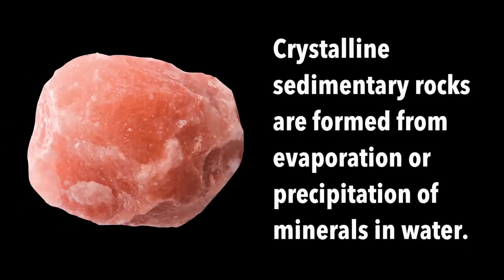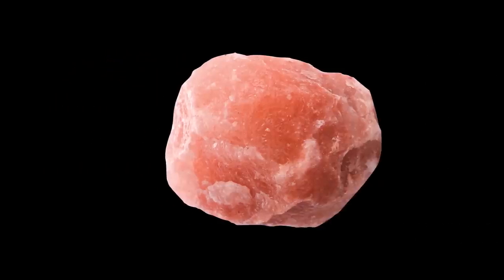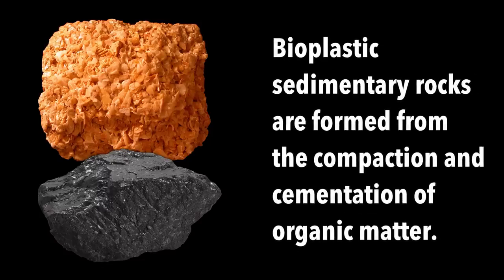Crystalline sedimentary rocks, like this rock salt, are formed from the evaporation or precipitation of minerals in water. And then finally, we have bioclastic sedimentary rocks, like this limestone and coal. These rocks are formed from the compaction and cementation of organic matter.